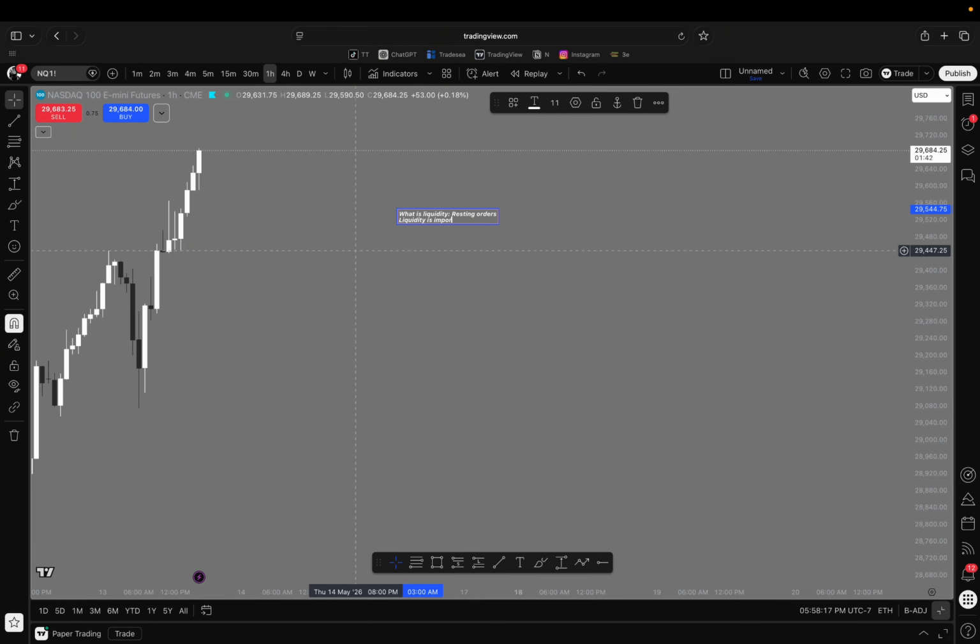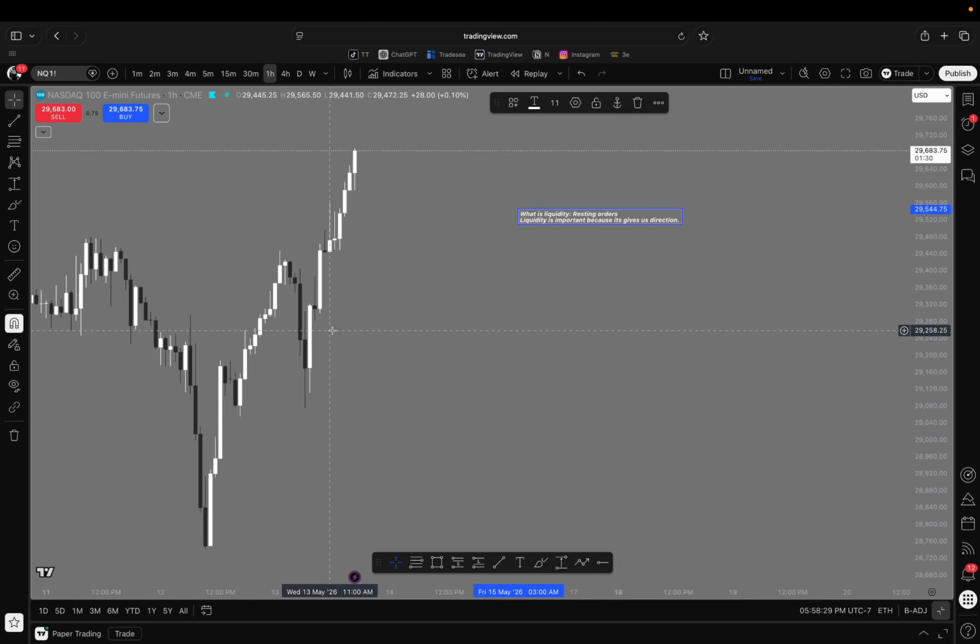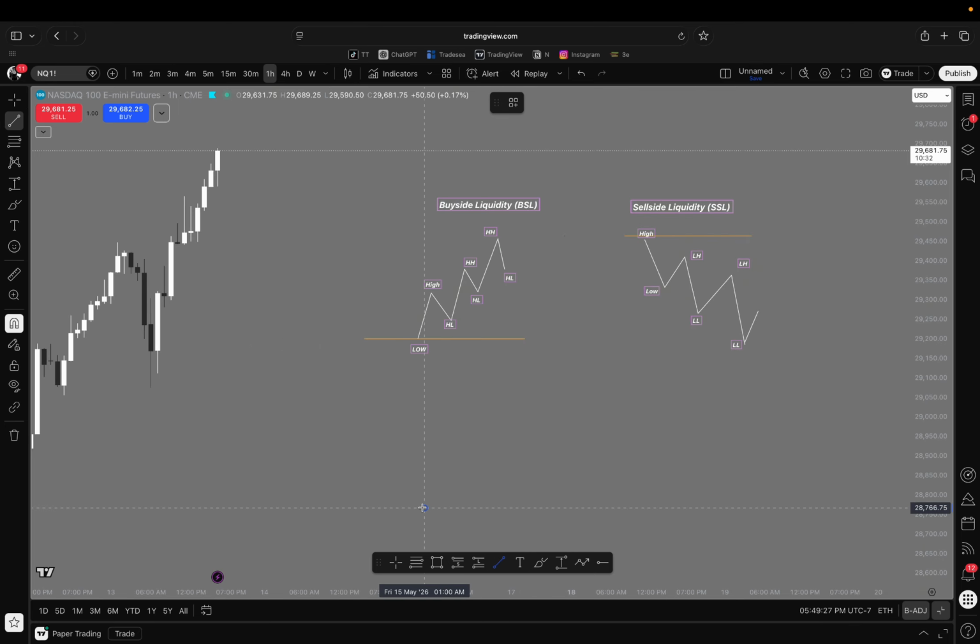Liquidity is important because it gives us direction. Without liquidity, guys, you don't have a basis for your trade. Markets don't move in a straight line. They move in patterns like these. You guys are familiar with uptrends and downtrends. We're going to be covering that here. We're going to be talking about liquidity.